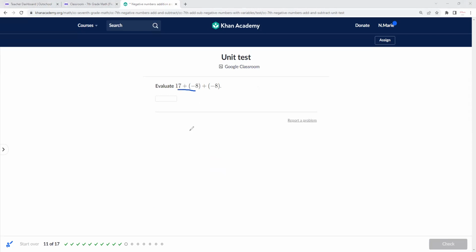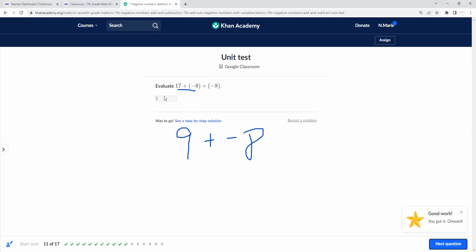17 plus -8 is 9 because 9 plus 8 is 17. But so basically 17 minus 8 is 9. 9 plus -8 is 1. If I had $9, you took away 8. I now have 1.